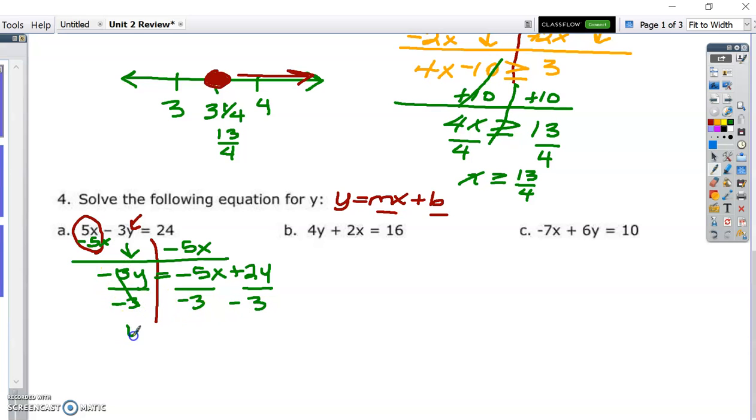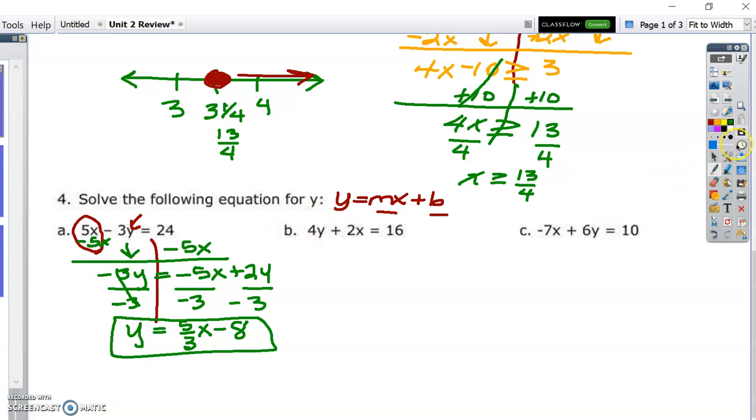This cancels out. Y equals negative and negative make positive. So I have 5 over 3x. And 24 divided by negative 3 is negative 8. Alright, so there's my first one.